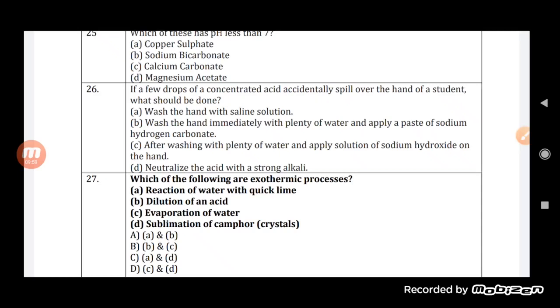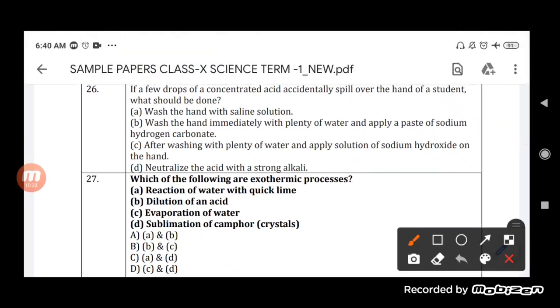No, sodium hydroxide is a strong base, so instead of that we prefer a weak base, because it also causes skin burn, and it would be treating the acid with a strong alkali. Again, sodium hydroxide is a strong alkali. So the answer will be the second one, in which we wash the hand immediately with plenty of water and apply a paste of sodium hydrogen carbonate.